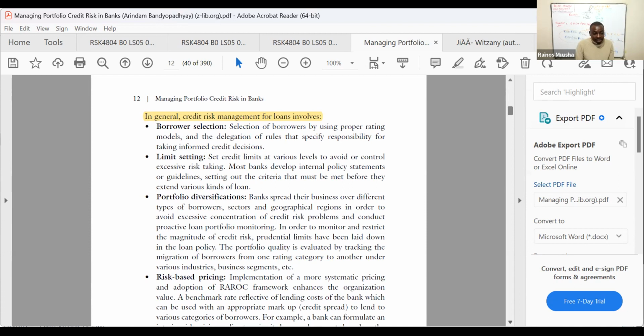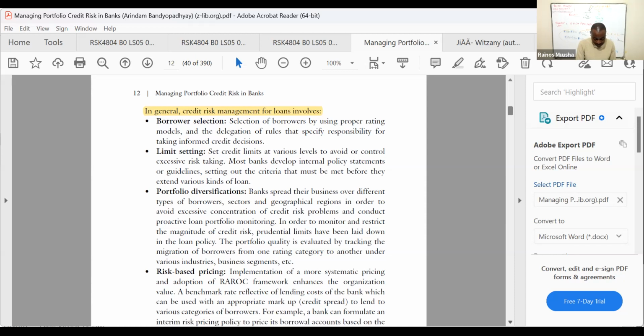So when it comes to credit limit, you're basically saying how much or what is the maximum amount that we can give out to a particular customer as a loan as well. Then they also look at portfolio diversification, where they say banks spread their business over different types of borrowers, sectors, geographical regions in order to avoid excessive concentration of credit risk problems and conduct proactive loan portfolio monitoring. So in order to monitor and restrict the magnitude of credit risk, prudential limits have to be laid down in the loan policy. So the portfolio quality is evaluated by tracking the migration of borrowers from one rating category to another under various industries and business segments, etc.